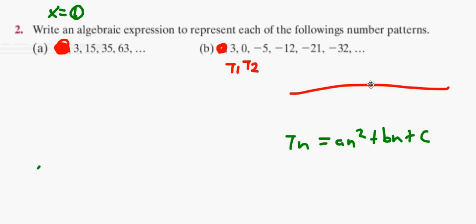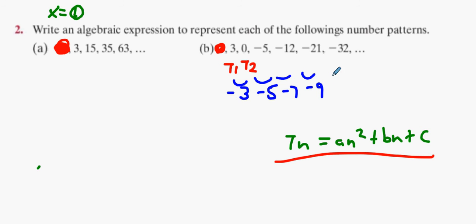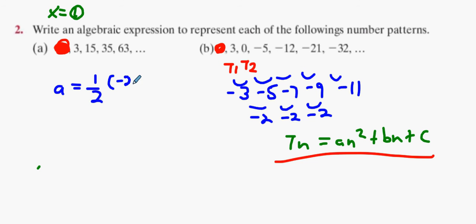First thing you're going to need is the A value. So you need to get the second difference, okay? So it's going to be minus 3, minus 5, minus 7, minus 9, and minus 11. Did anybody get the second difference is minus 2? What's the A value going to be then? Half of minus 2, which is minus 1. You know straight away that this is going to be a minus n squared plus bn plus c.